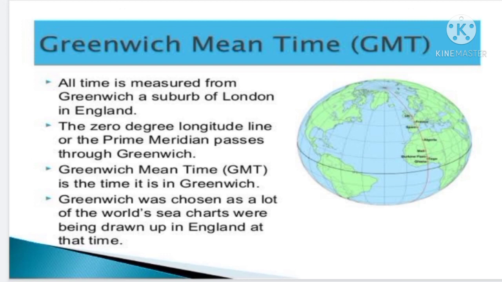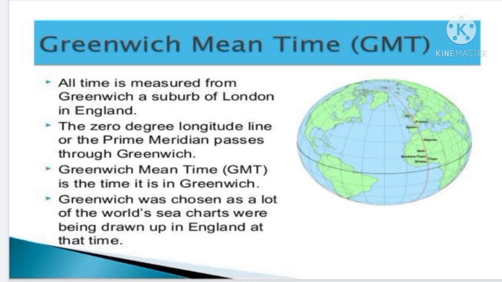According to the International Meridian Conference held in 1884 in Washington, D.C. in the USA, all nations agreed on choosing the Greenwich Meridian as the international standard meridian. Students, the 0 degree longitude line or the prime meridian passes through Greenwich. Greenwich Mean Time is nothing but GMT.